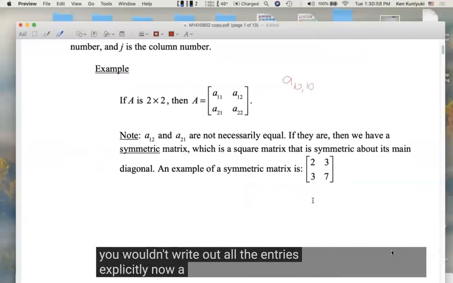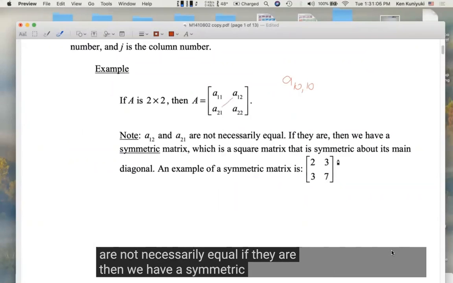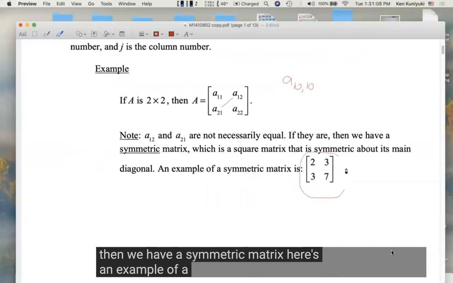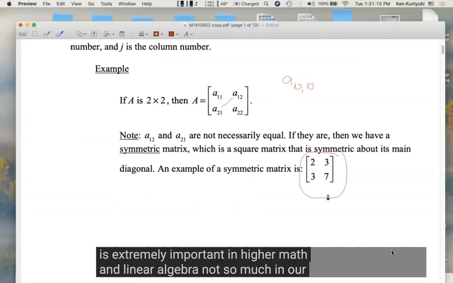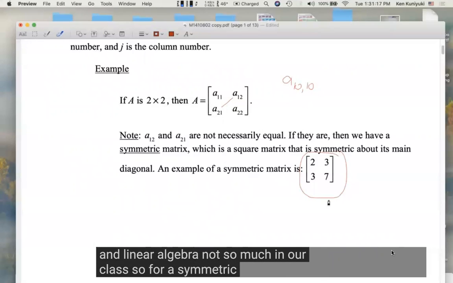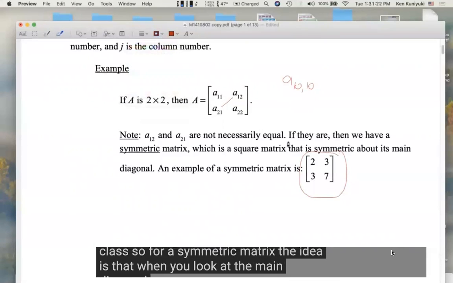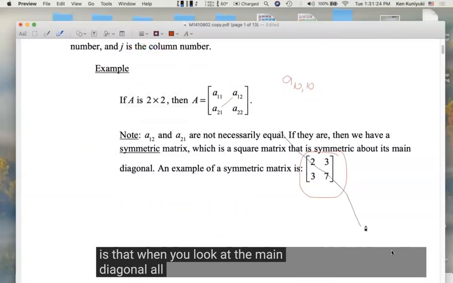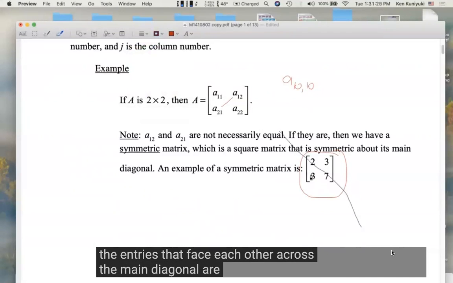Now, a sub 1,2 and a sub 2,1 are not necessarily equal. If they are, then we have a symmetric matrix. Here's an example of a symmetric matrix, which is extremely important in higher math and linear algebra, not so much in our class. So for a symmetric matrix, the idea is that when you look at the main diagonal, the entries that face each other across the main diagonal are equal. So the 3's here face each other.